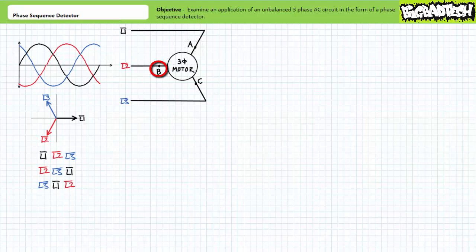Then as L2 voltage peaks, it establishes a magnetic pole at terminal B. Then as L3 voltage peaks, it establishes a magnetic pole at terminal C. And the process repeats itself, ABC, ABC, establishing counterclockwise rotation.